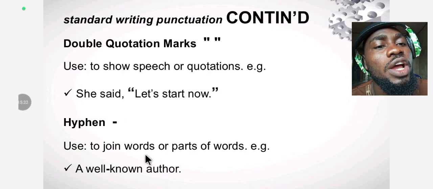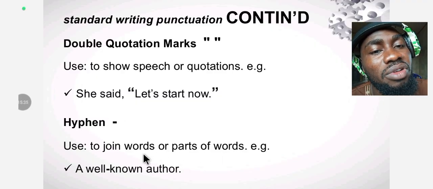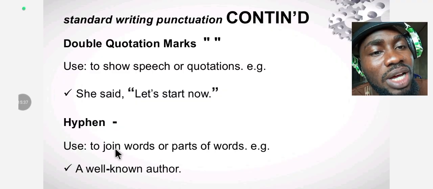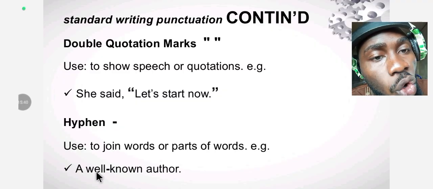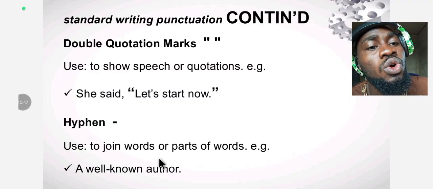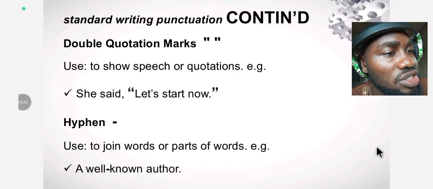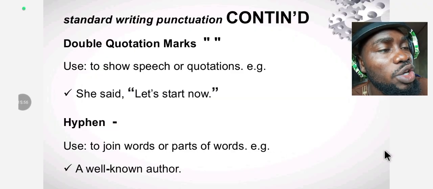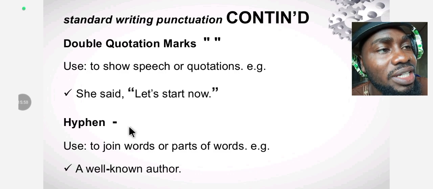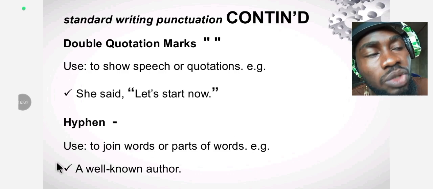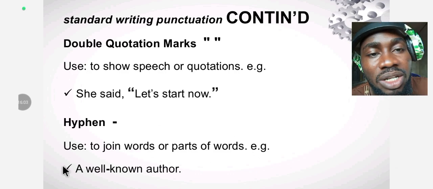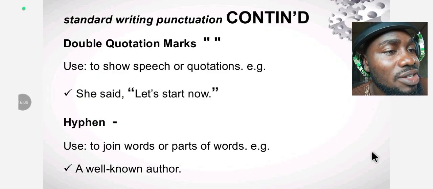Used to join words or part of words. For example, a well-known author. You can see how the hyphen joined well and known together. So when you are writing, especially with a pen, when you write to this edge and you have to continue a word, you also use hyphen to indicate that this place should be joined with this place. This side is the continuation of this side.